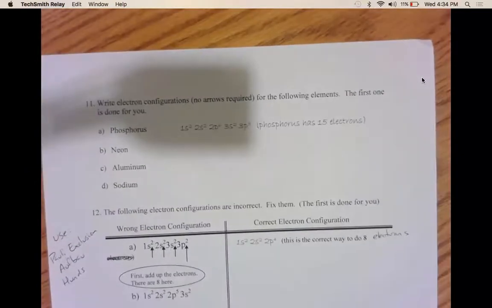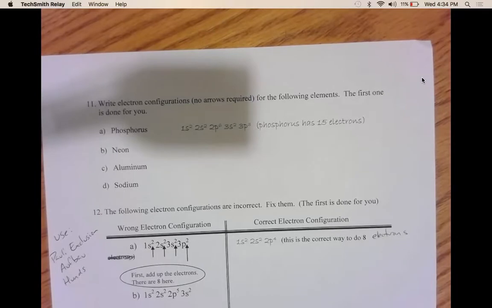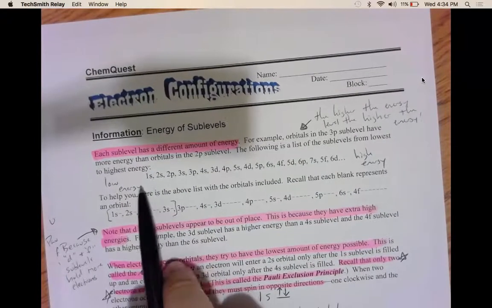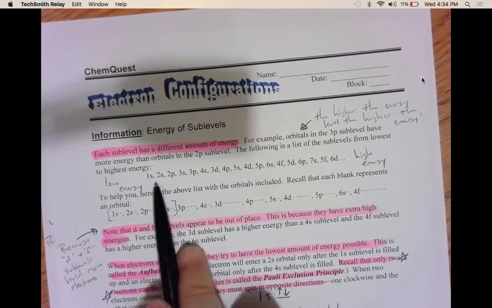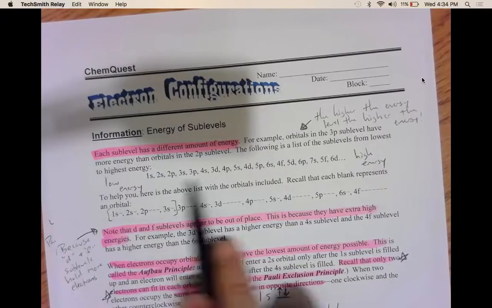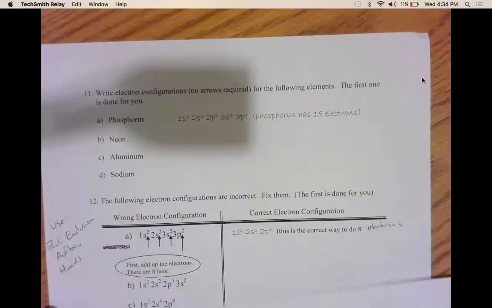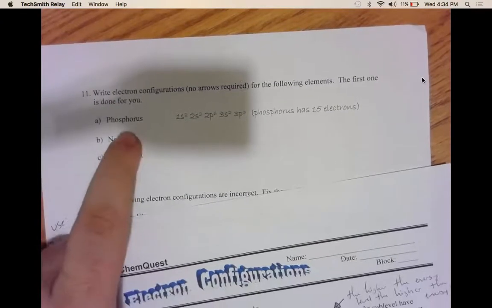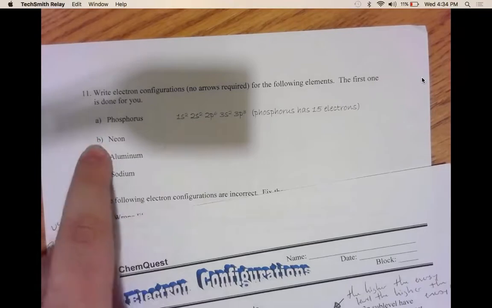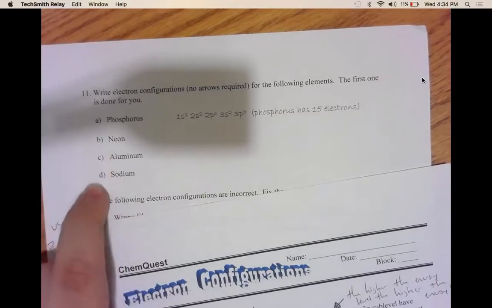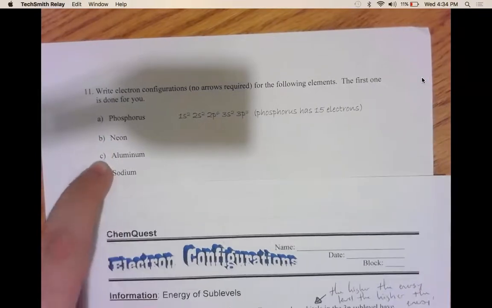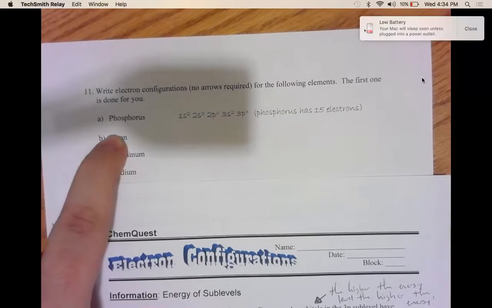Next we're going to draw electron configurations. To draw electron configurations, we need a few things. Or write them, draw them, whatever you want to call it. We need this list of energy levels, going from low energy to high energy. The first one I have written out, and then I will solve 11b, and then you guys can do 11c and d. So we look up phosphorus on the periodic table.